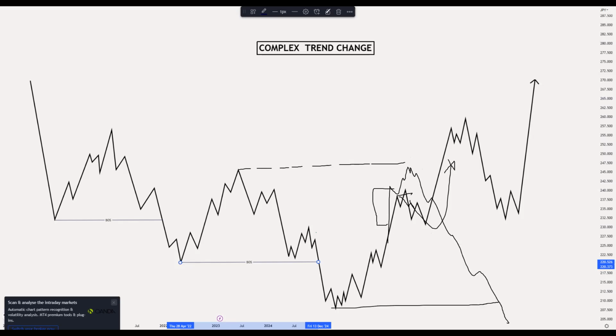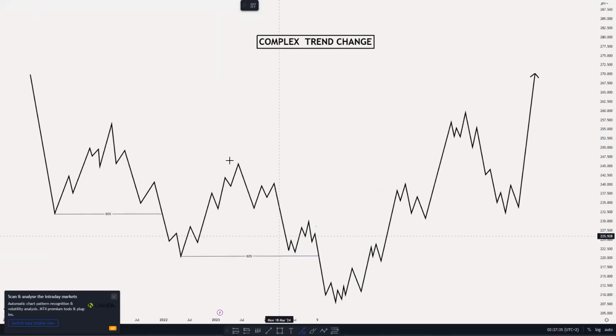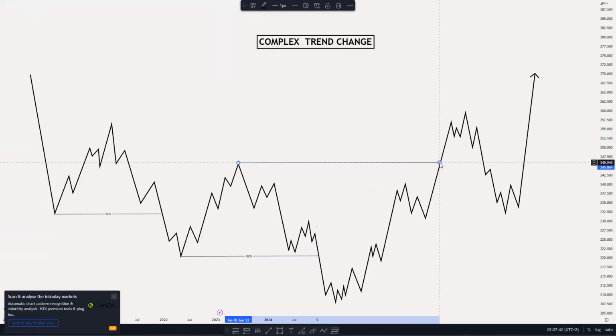But the moment the price breaks that, let me just do this here. Yes, so the moment the price breaks this point, the highest point, there's a change of character. The price has changed direction, right? So the price has changed direction.